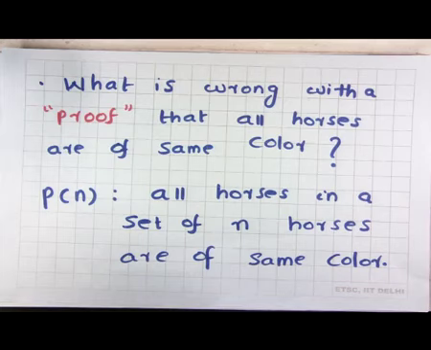What is wrong with a proof? Again, see that proof is in quotes, that all horses are of the same color. The statement is P of n: all horses in a set of n horses are of the same color. So, this is a statement involving natural numbers. So, ideally I can use mathematical induction. Let me try to establish P of n, that is, all horses in a set of n horses are of the same color, using mathematical induction.